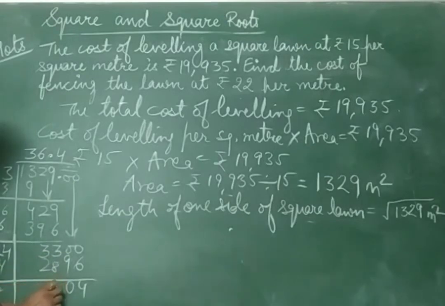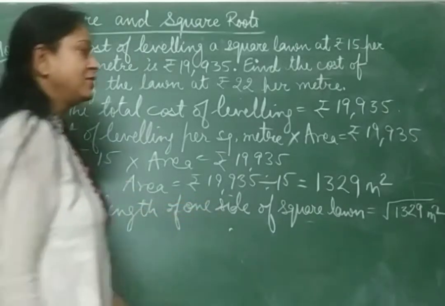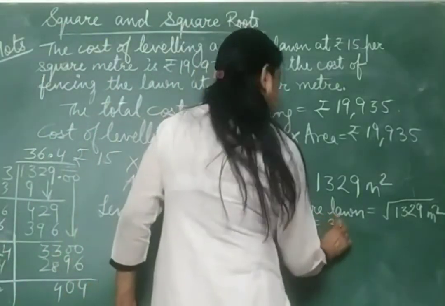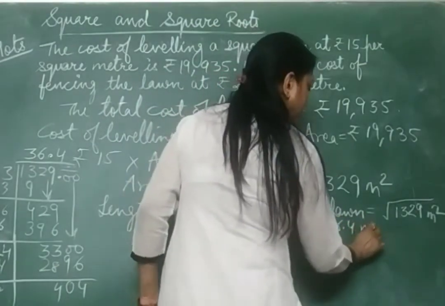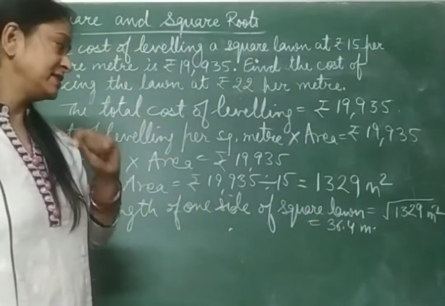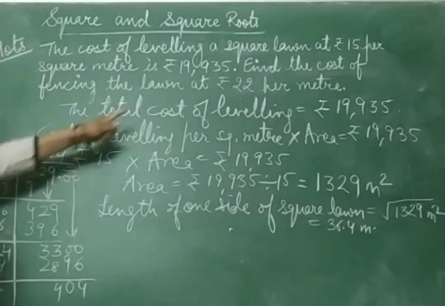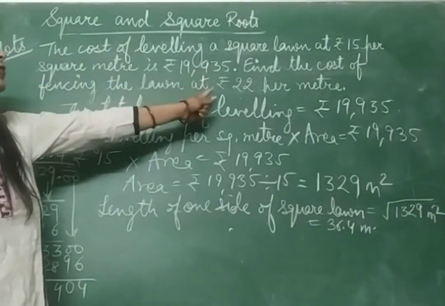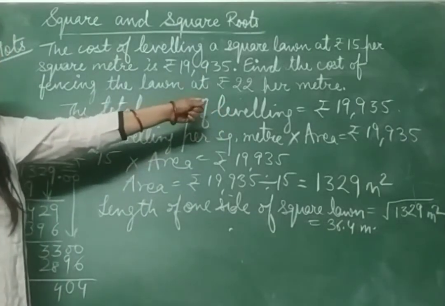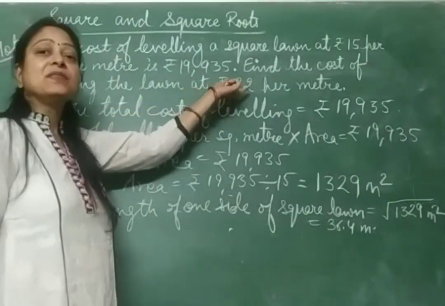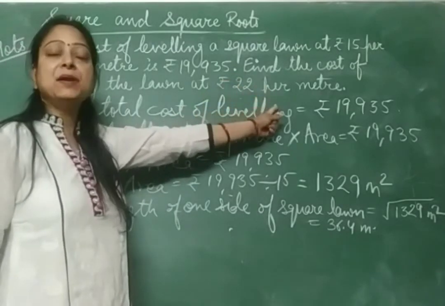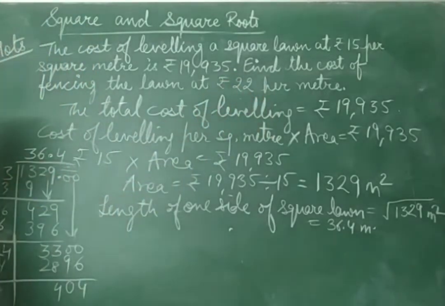12 minus 8, 4. Now at the last, I got 36.4. This is the approximate length of one side. So the length of one side of the square lawn is equal to 36.4 meter. Now find the cost of fencing the lawn at ₹22 per meter. This is the cost of fencing per meter, but we have to find the total cost of fencing.